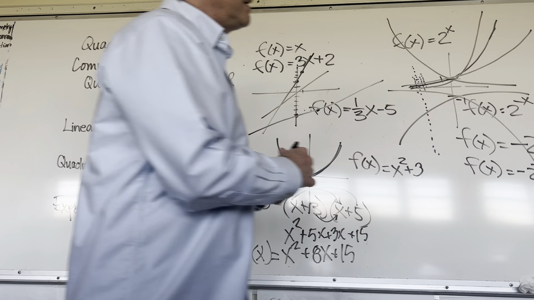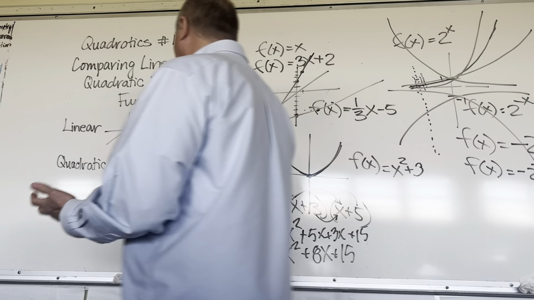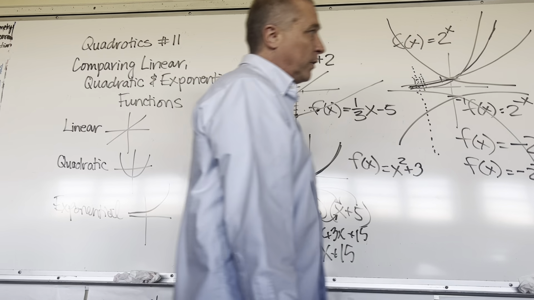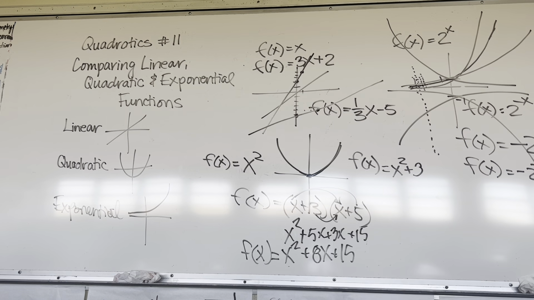Okay, let's summarize. So here's, fill in the exponential. This is it here, up to the heavens, forever. All right, so vocabulary: linear, quadratic, exponential, and that's it.